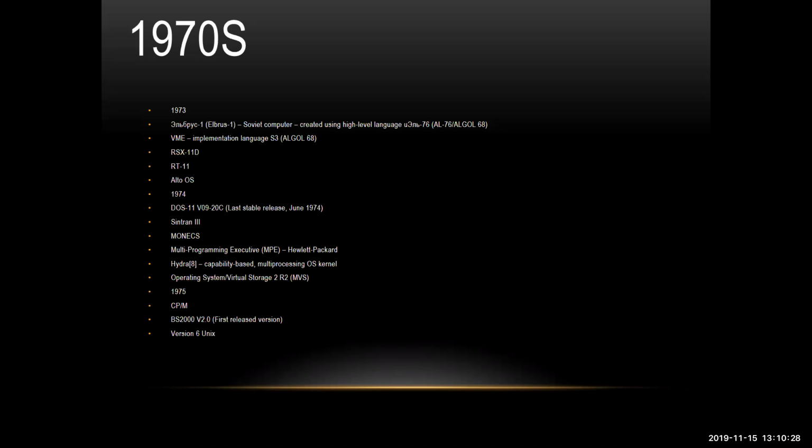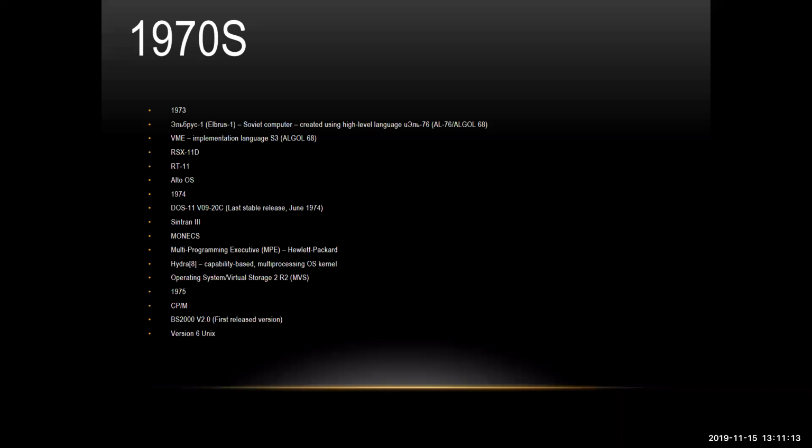And then during 1974, we had DOS-11, VO9-20C, and then Cintran 3. It was a real-time multitasking, multi-user operating system used with Norsk Data computers from 1974. We also had Monex. It was a computer operating system with basic COBOL, Fortran, Pascal interpreters, plus machine language facility. It was specifically designed for computer science education in Australian secondary schools and at the university undergraduate level.